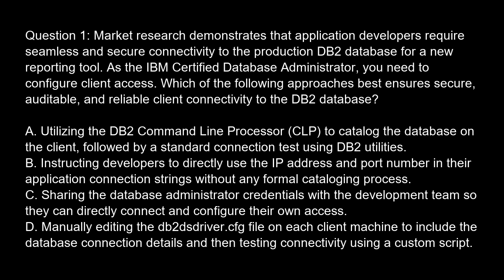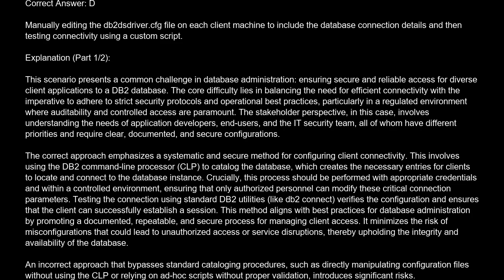Option D. Manually editing the DB2 DS driver CFG file on each client machine to include the database connection details, and then testing connectivity using a custom script. The correct answer is D. Manually editing the DB2 DS driver CFG file on each client machine to include the database connection details, and then testing connectivity using a custom script.